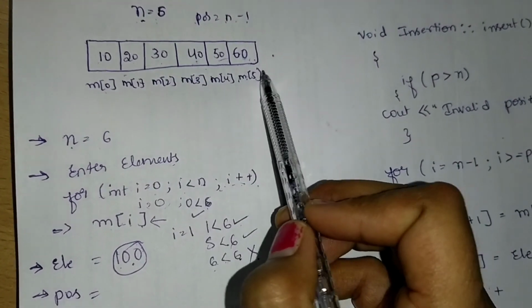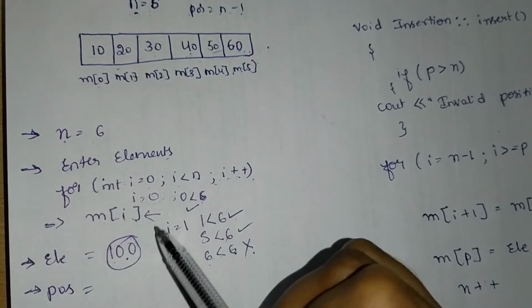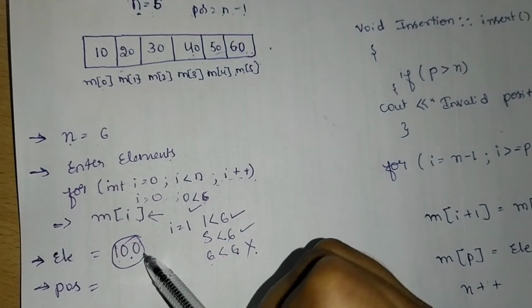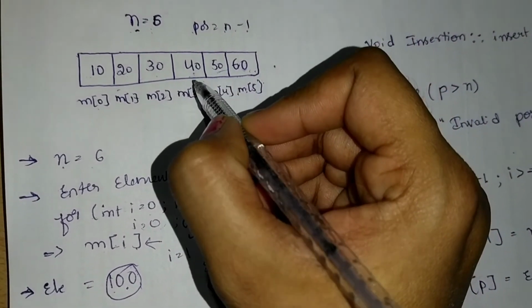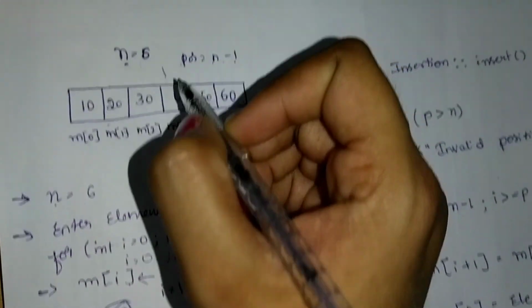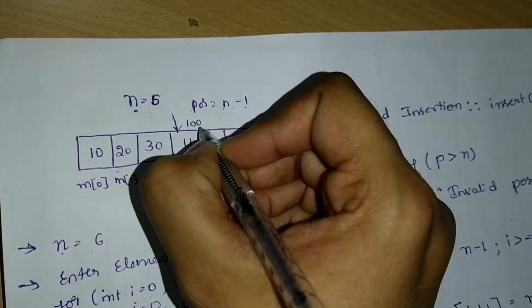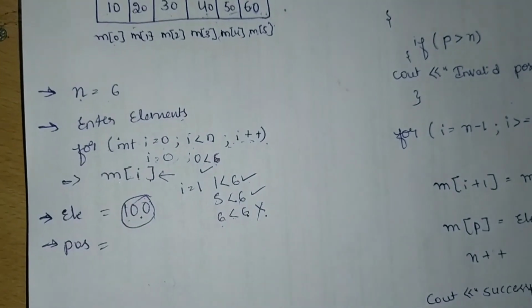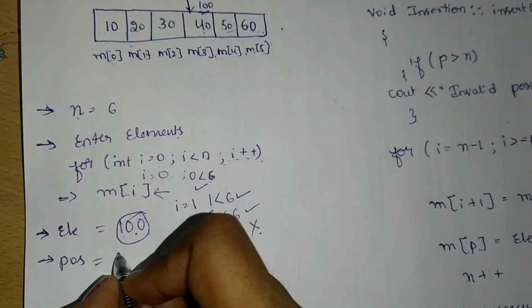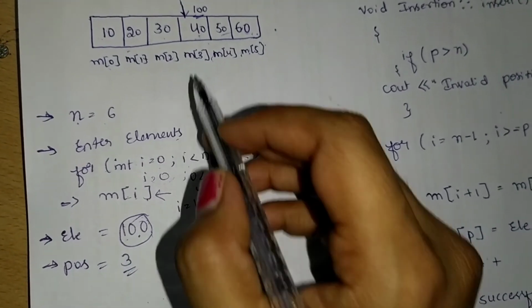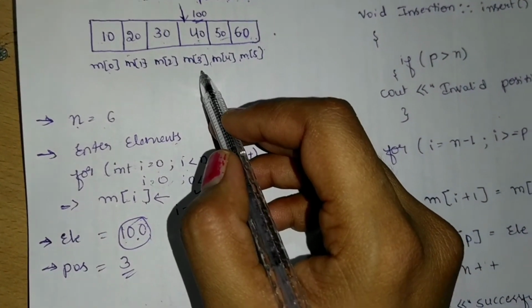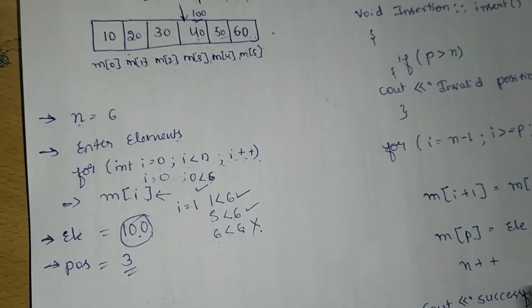So we have to specify at which of these positions 100 should be inserted. For example, I want to insert at this place, that means m of 3. I want to insert 100 at m of 3. So 3 will be the position here. I want to insert at m of 3. So this is regarding the get data member function.